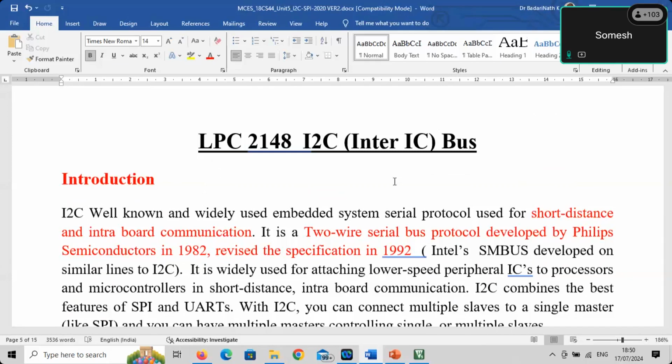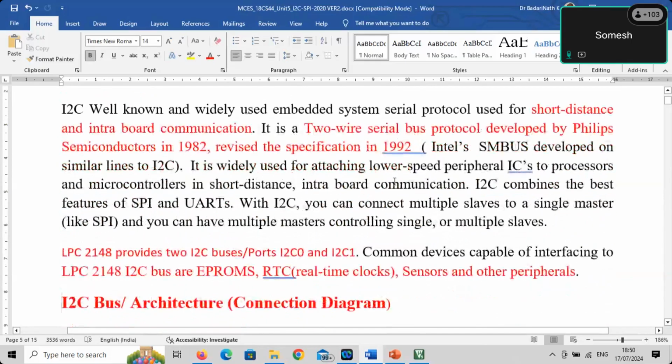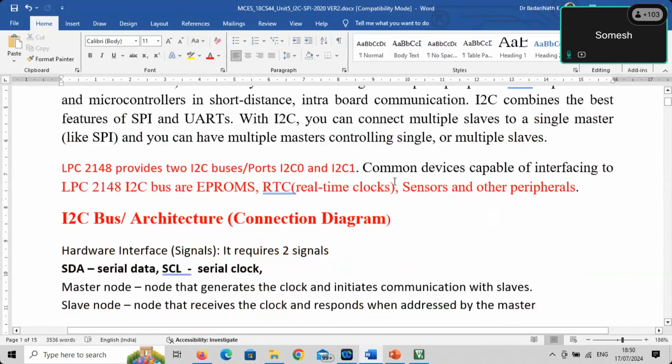Now, this protocol is supported to connect microcontrollers and processors to very nearby peripherals like an RTC chip, E2PROM, ADC, and other sensors. So I2C is used for intra-board communication over a short distance. You can connect one chip to other chips like sensors, EEPROMs and RTC.